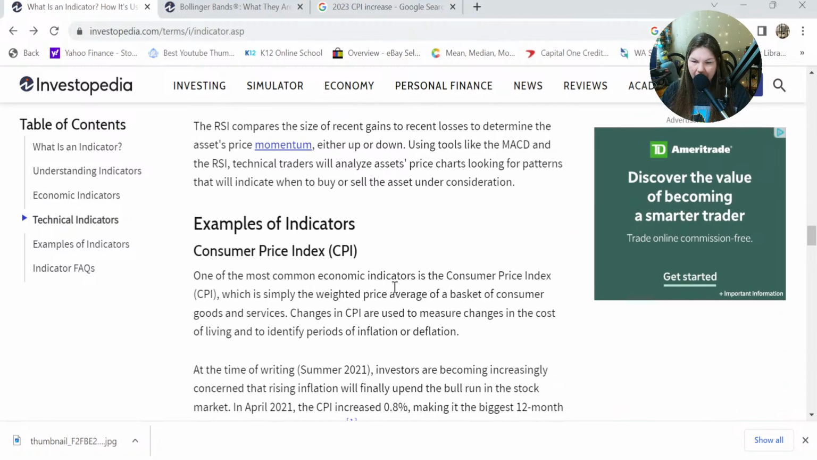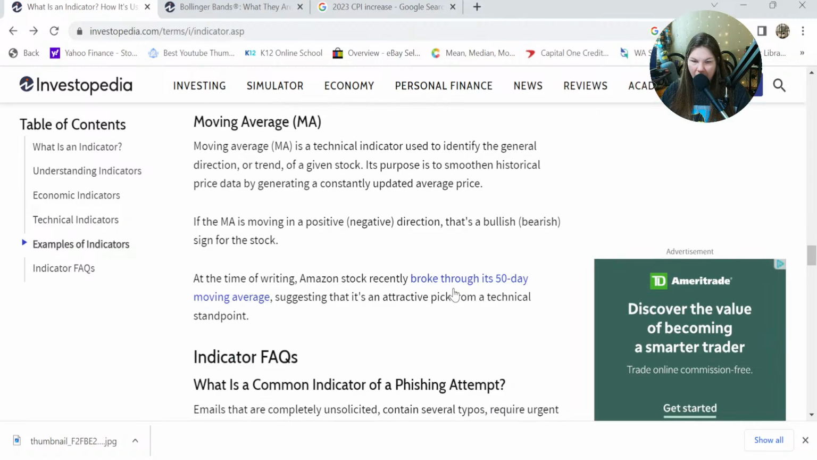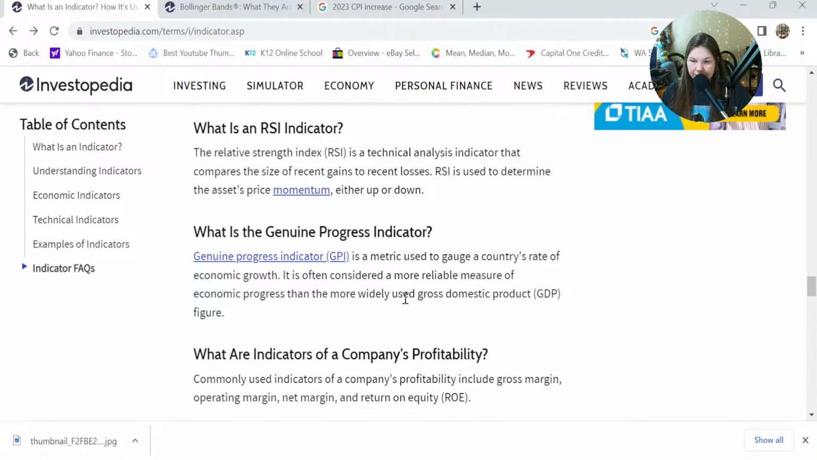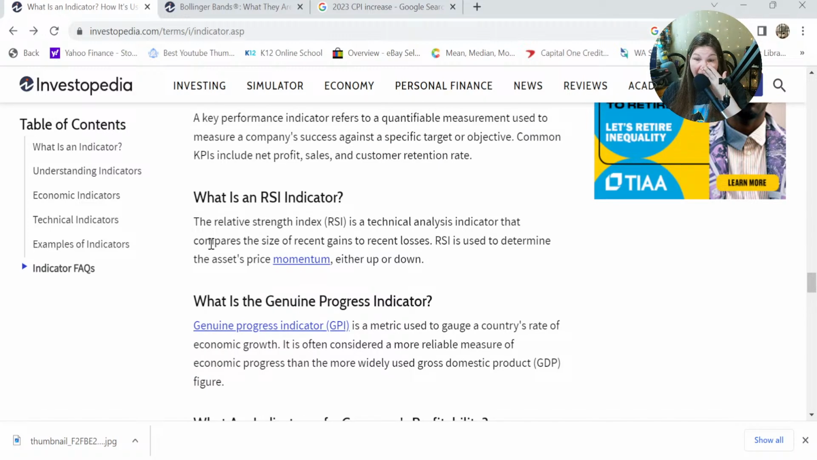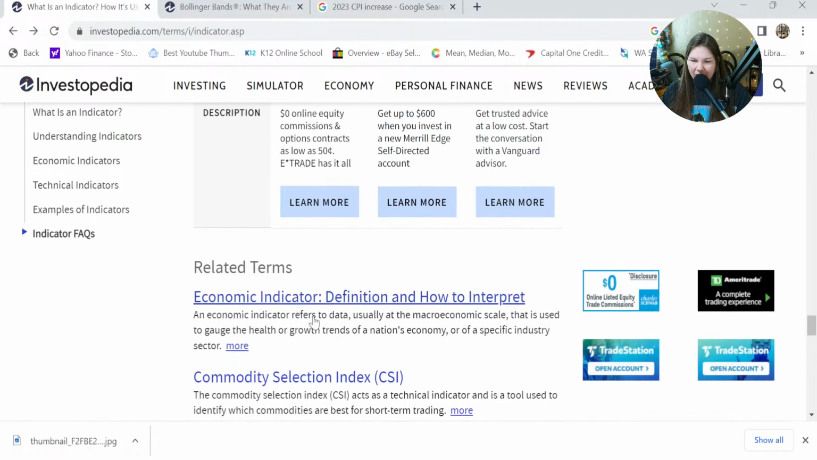One of the most common economic indicators is the Consumer Price Index, the CPI, which is simply the weighted price average of a basket of consumer goods and services. RSI is strength, and that is recent gains and losses. That would give us the strength. So the relative strength index is a technical analysis indicator that compares the size of recent gains to recent losses. RSI is used to determine the asset's price momentum, either up or down. Okay, that was good.